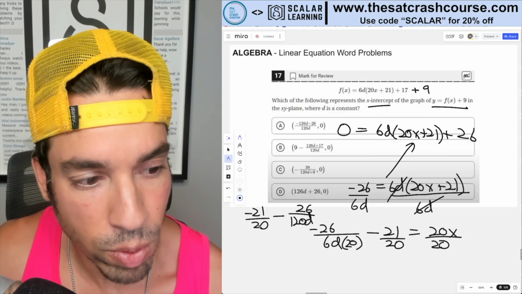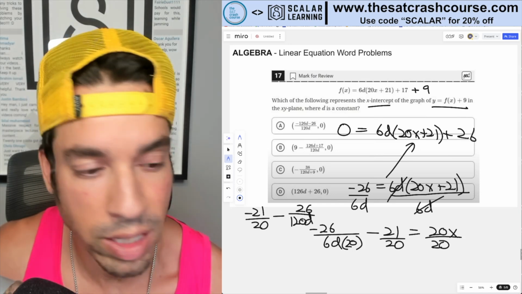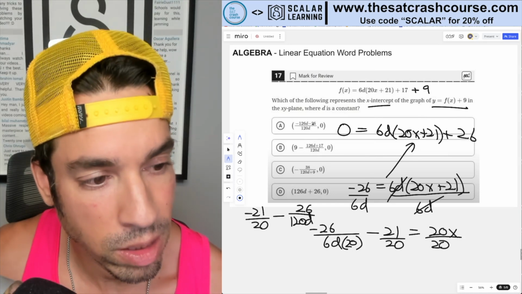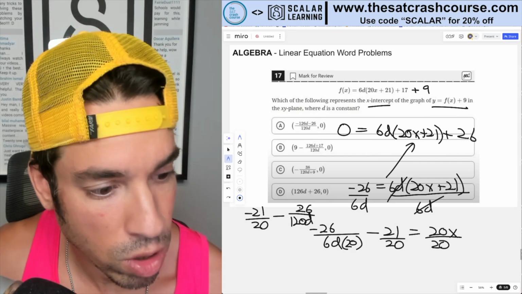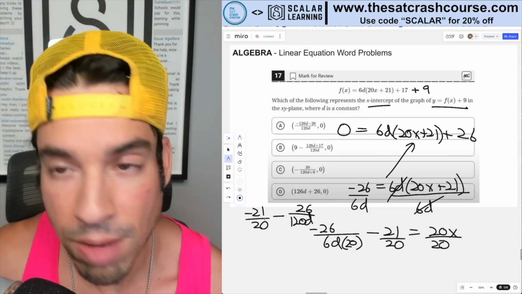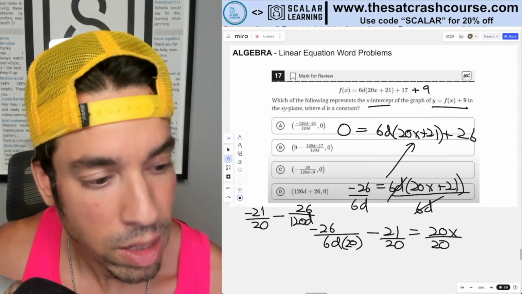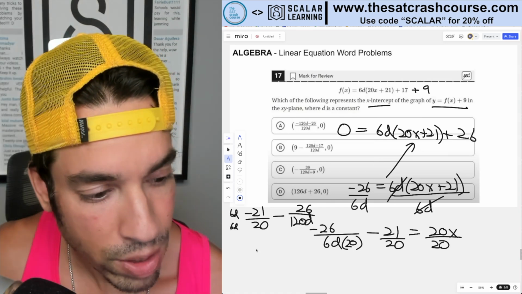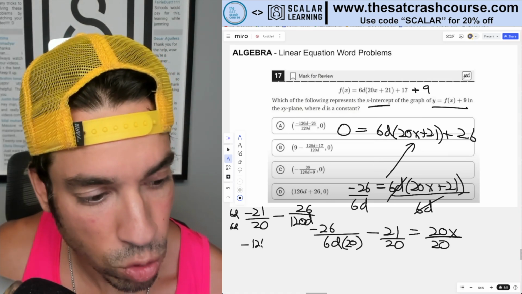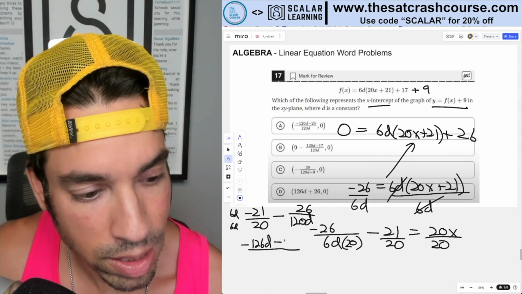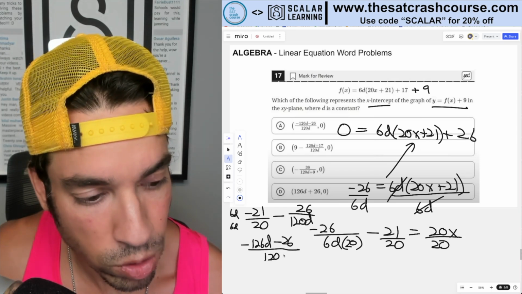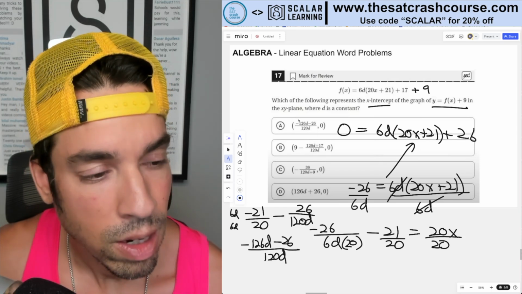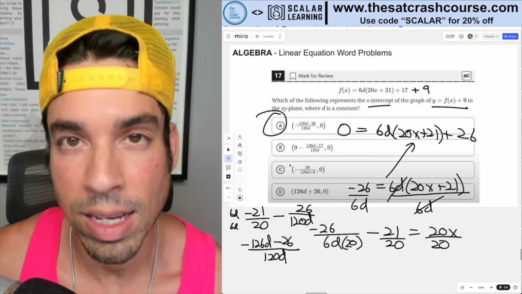Now, here's the dealio, right? This doesn't actually line up with anything we're seeing here, but I am seeing some kind of similar options, right? With that negative 26 over 120d. Well, if I make this have a common denominator, I multiply the top and bottom by 6d. Now I get negative 126d minus 26 over that nice common denominator of 120d, which means that A would be the winner. That's how you do it.